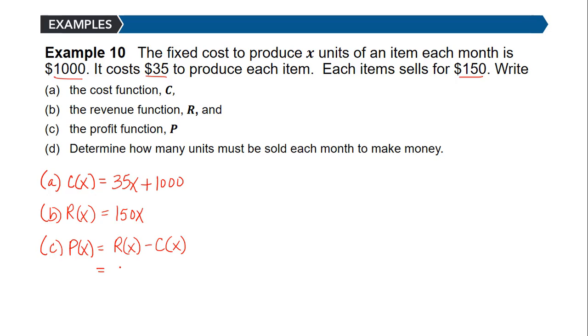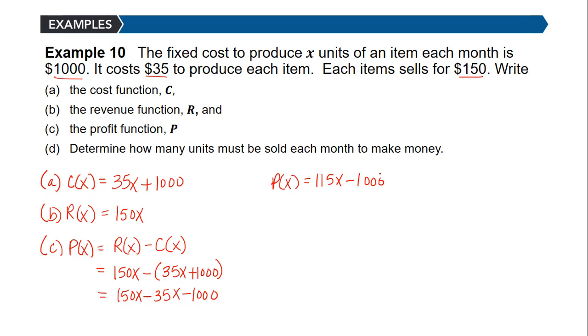So this is 150x minus, but be careful, just like we saw with the difference of functions earlier, we have to put that expression in parentheses. So 150x minus, in parentheses, 35x plus 1,000. And then we can distribute the -1 to get 150x minus 35x minus 1,000. And therefore, our profit function is 115x minus 1,000.